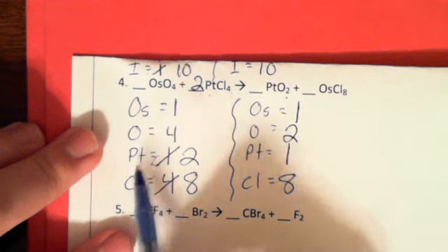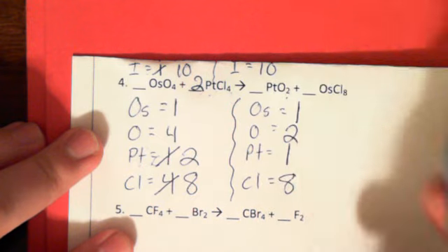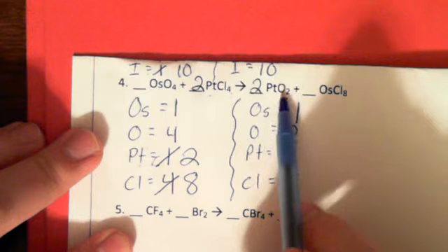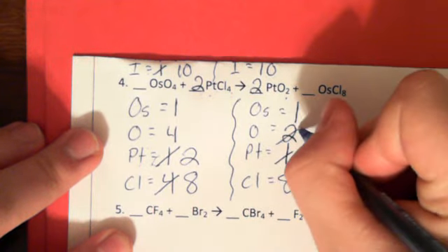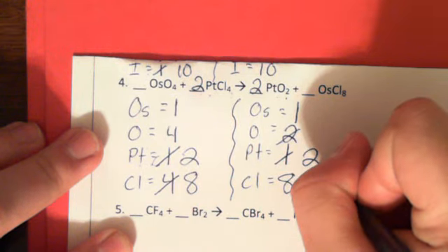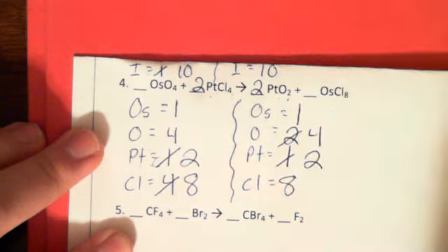Now, that fixed the chlorine, but it messed up the platinums right here. So they're the next ones I'm going to fix. 2 in, 1 out. The easiest way to fix this is to put a 2 in front of the platinum right there. It's going to affect the platinum and the oxygen. Cross them both out. The platinum, 2 times 1, 2. Oxygen, 2 times 2, which makes it 4.